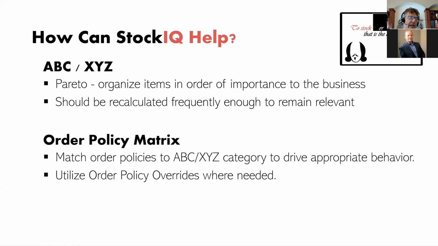I would say normally when you do an ABC XYZ process, items fall most of the time where you would think they would, but there are some that may fall in the category right below or right above, and so you can use order policy overrides to help remedy that if something doesn't fall exactly where you would like it to.